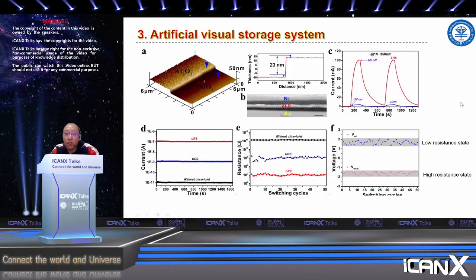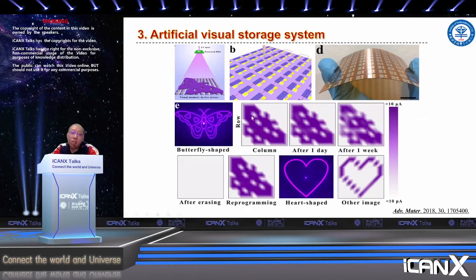Then we can design this kind of flexible artificial visual storage system. We input butterfly shaped images. Through the image sensors, we can get these images, and these images can be stored on the memories. After 1 day, the image is still there. After 1 week, the image is still there. And then we can also erase this image and reuse it. That means we can really design reusable artificial visual storage systems.